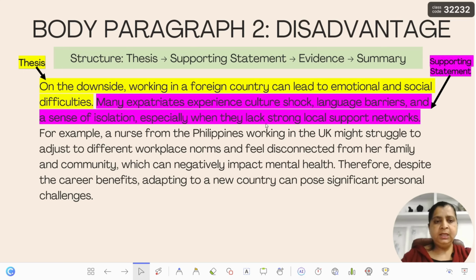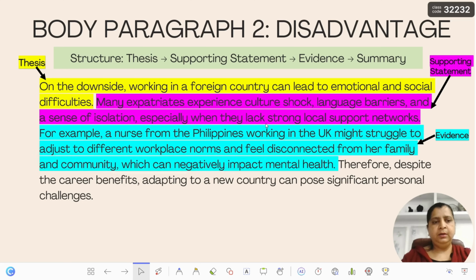This is the supporting statement. Many expatriates, see the level of vocabulary used. Many expatriates experience culture shock, language barriers, and a sense of isolation, especially when they lack a strong local support network.